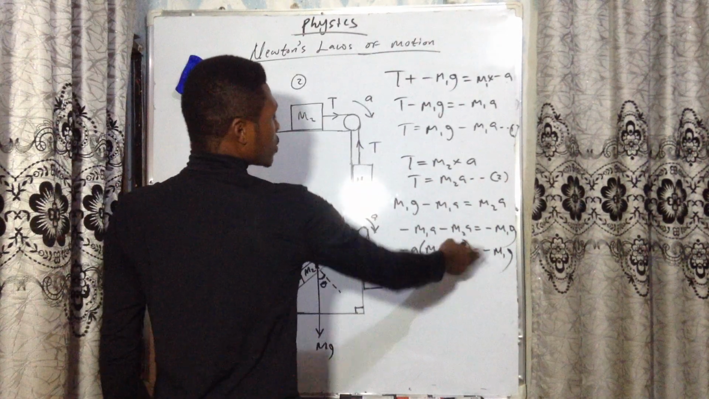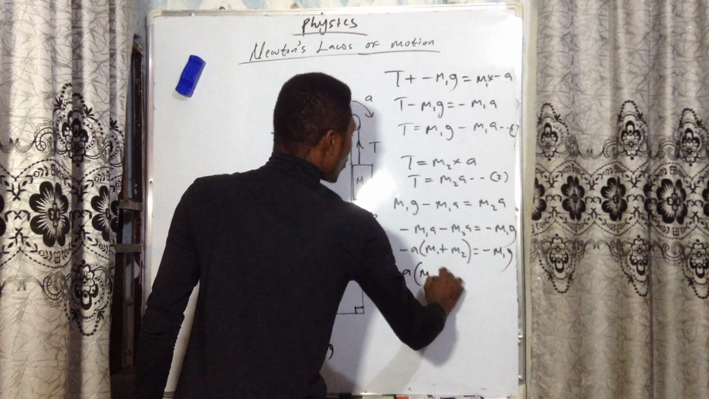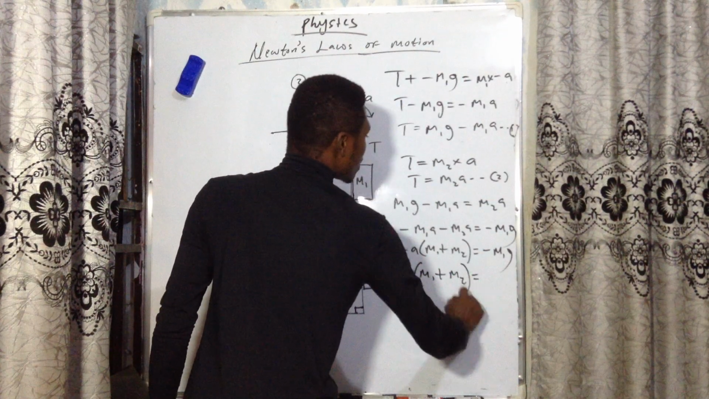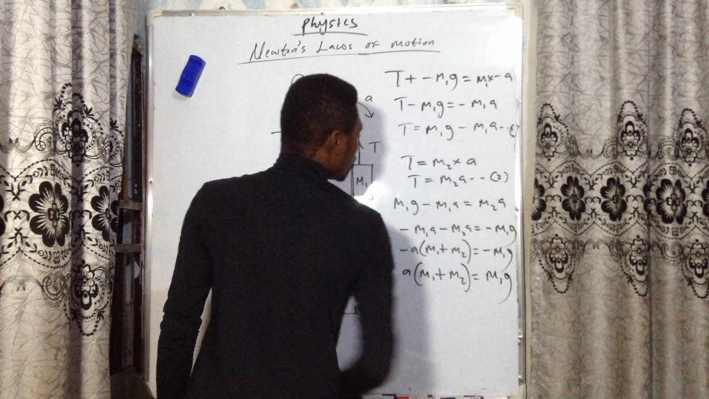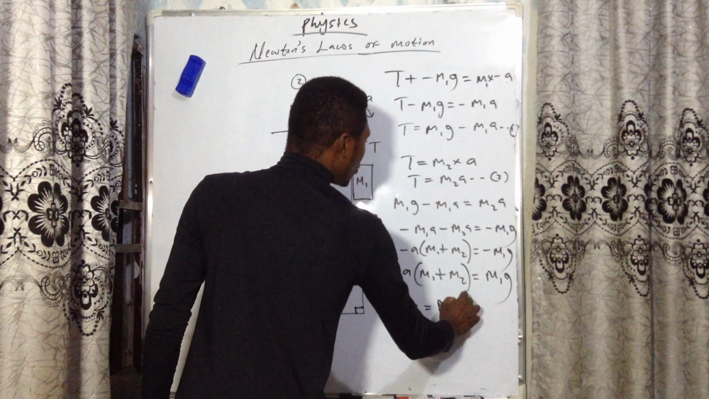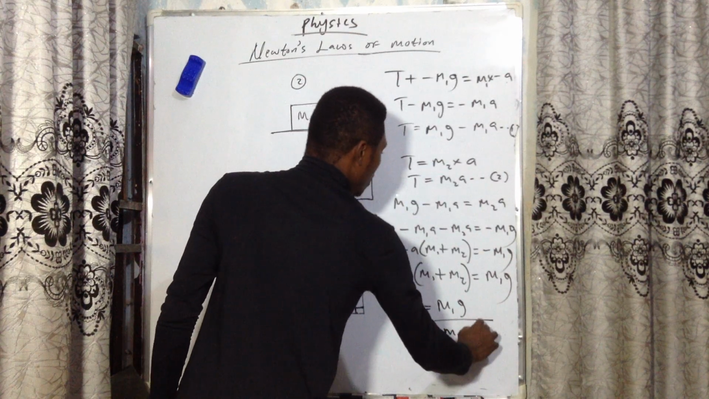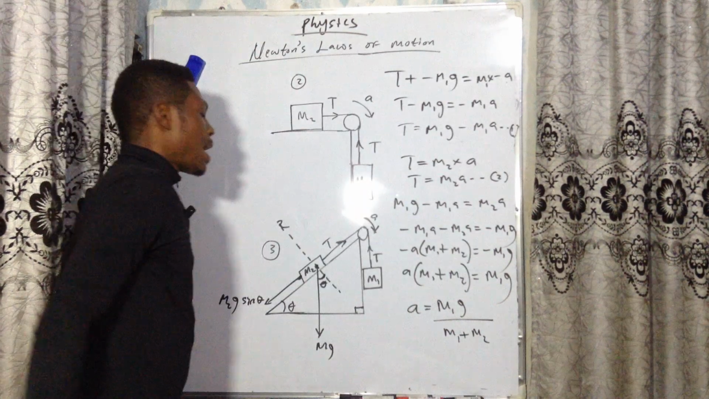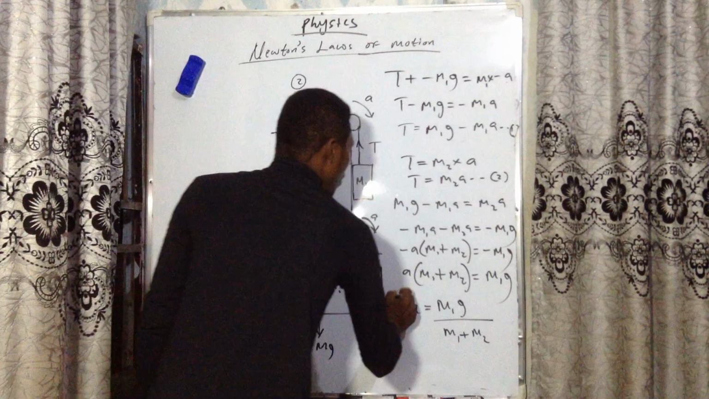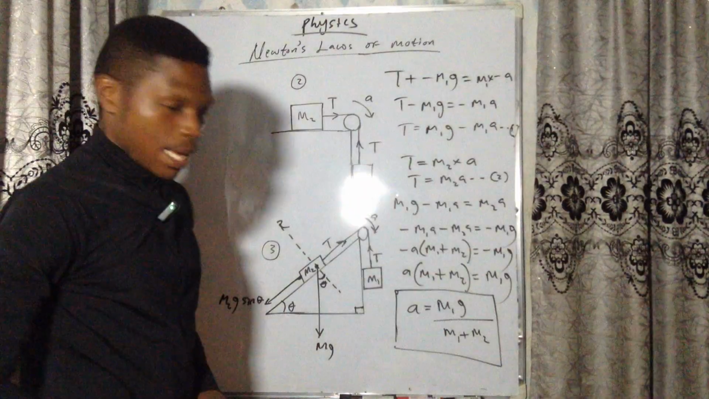So minus is here, we cancel it both sides. So we now have A bracket M1 plus M2 is equal to M1G. So therefore, the acceleration becomes equal to M1G all over M1 plus M2. So this is the acceleration of the system. That is when there is no friction.